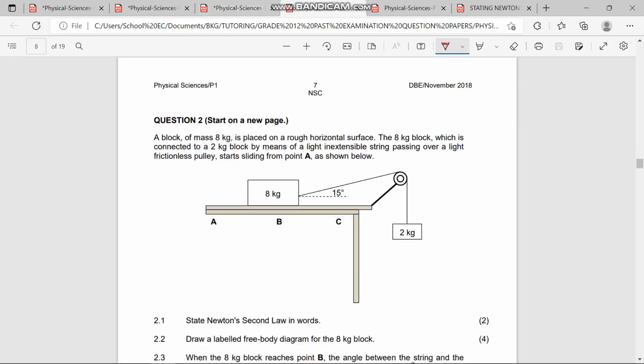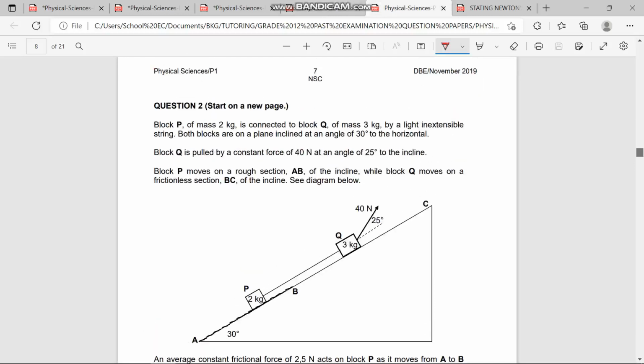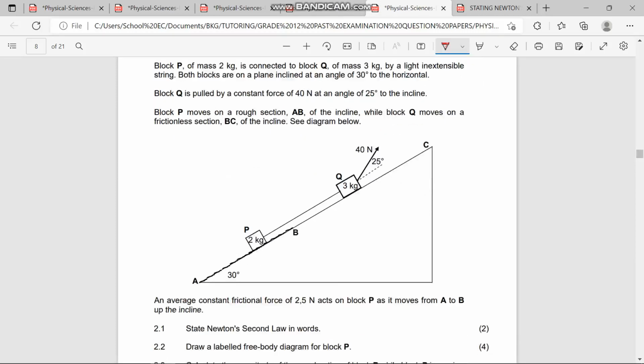Okay, let's go to 2018. Very first question, question 2, they said state Newton's second law in words. Let's move to 2019, the last example of the question paper that I brought to you guys. 2019, the very first question, question 2, says state Newton's second law in words.